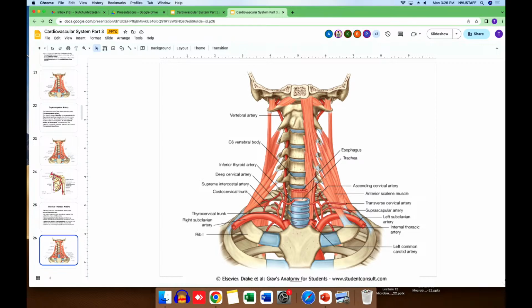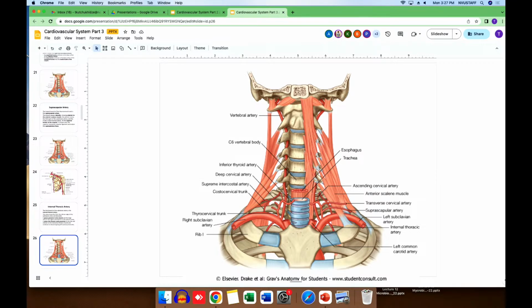It can divide in two branches, like the deep cervical artery and the supreme intercostal artery. So the deep cervical artery ascends in the back of the neck and anastomoses with the descending branch of the occipital artery. And our supreme intercostal artery descends anterior to rib number 1 and then divides to form the posterior intercostal arteries for the first two intercostal spaces.